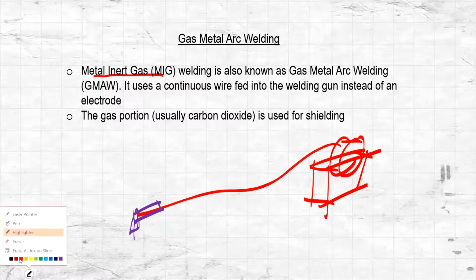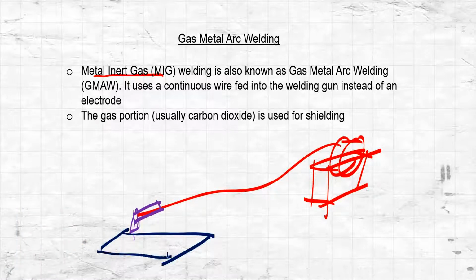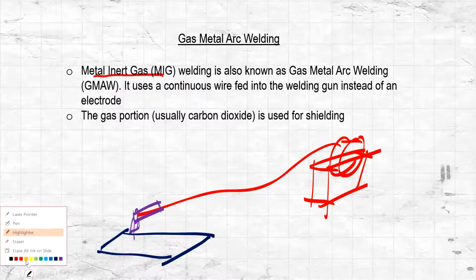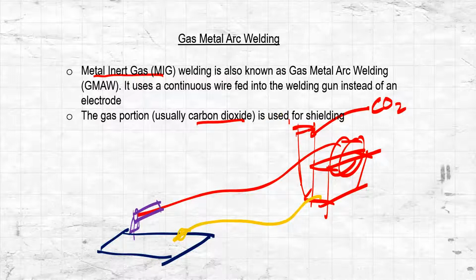and we have this workpiece. Right? So let's say this is the workpiece, and of course there's going to be a clamp as well. So this wire exits in this handle, and there is an additional cylinder right here, and that cylinder is CO2, carbon dioxide, and that is used for shielding.